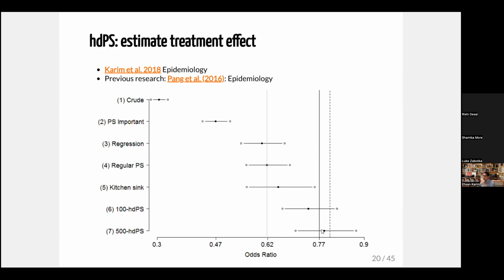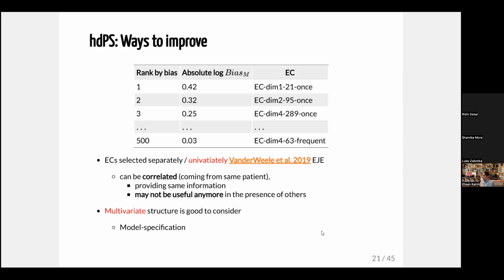So we were pretty happy about this result in this particular scenario. But we then thought about, is there any way we could improve this? Say, for example, one of the main criticisms of the high dimensional propensity score algorithm is that it is dependent on the Bross formula, and we are selecting these covariates based on the amount of bias that we got from the Bross formula, but we are doing it univariately. We are not really considering any multivariate model to select.